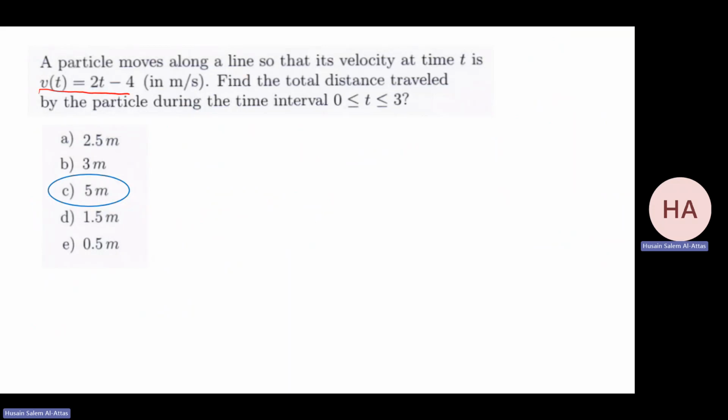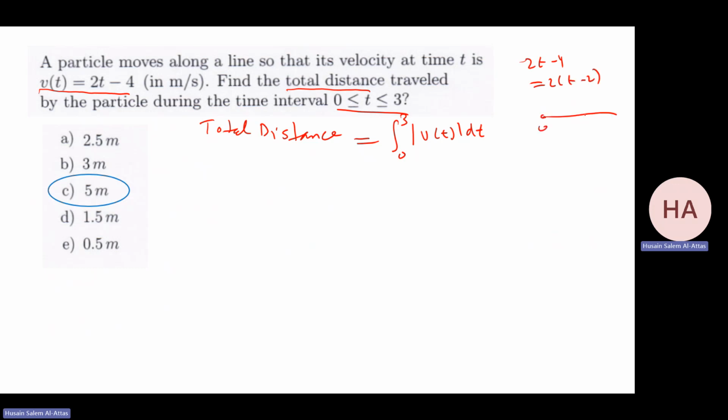A particle moves, this is v of t. I want to find what? Total distance. What will be the total distance from 0 to 3? It is the integral from 0 to 3 of absolute value v of t dt. This is 2t minus 4, which is 2t minus 2. So I have 0, 2, 3. That will be negative, that will be positive. So I split it into 2 parts. From 0 to 2 this is negative, so it will be 4 minus 2t dt plus 2 to 3.